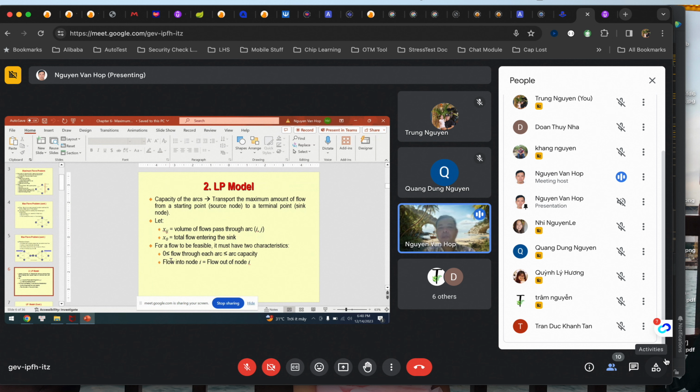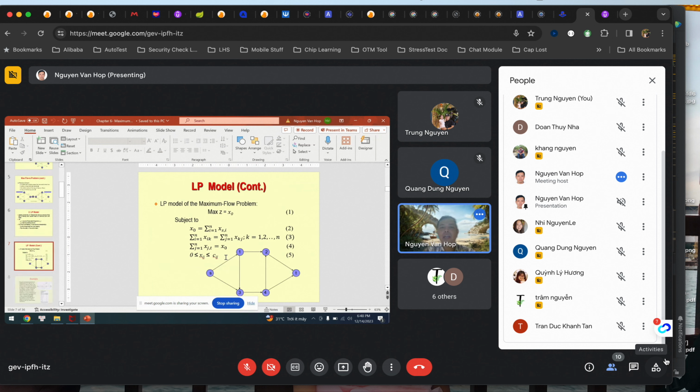The most important conditions for the flow to be feasible are that the volume of flow on the arc should be bigger than or equal to 0, but not more than the capacity of the arc. And the total flow into node i should be equal to the flow out of node i. Based on that, we can formulate the maximum flow problem as follows. You see that here, that's the total flow.